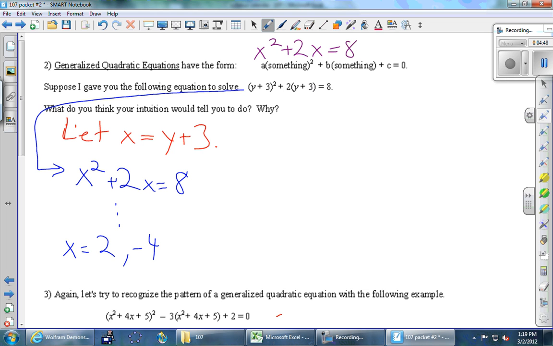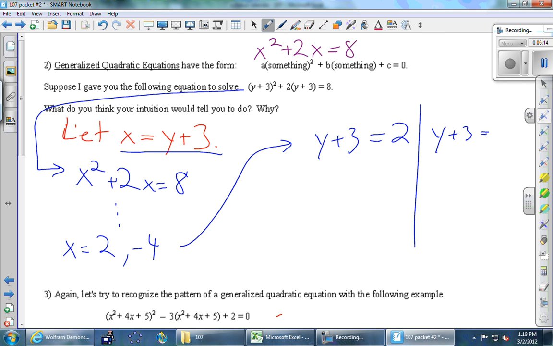Okay, normally when you get x equals, you're done, but x is something we invented for the purposes of this problem. What did we really want to find? We really wanted to find y equals. So all we have to do is go back. Instead of x, we put y plus 3. Instead of x, we put y plus 3. So this thing becomes y plus 3 is 2, or y plus 3 is negative 4. Instead of x equals 2 and negative 4, it's now y plus 3 equals 2 and negative 4. That's an important step. It's easy once you see it.